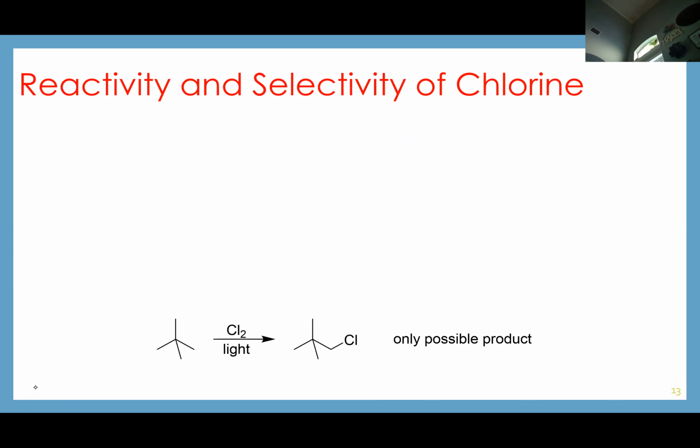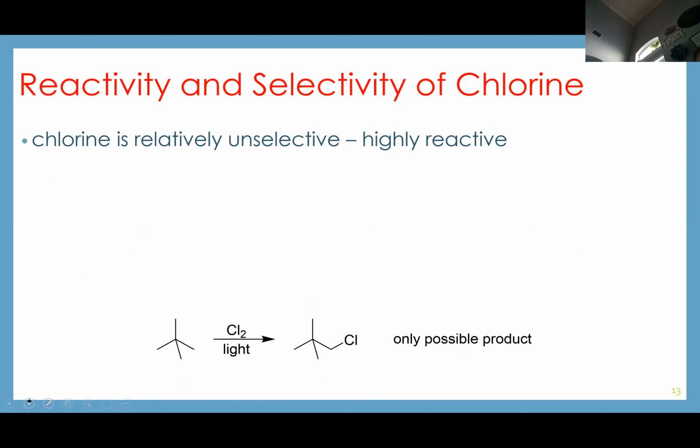Okay, so we're going to talk about the reactivity and selectivity of a couple of the halogens. The first one we're going to talk about is chlorine. Chlorine is highly reactive and therefore very unselective. What that means is it's not going to discern between the most stable radical and the least stable radical. Chlorine is so reactive that it will just react with anything.